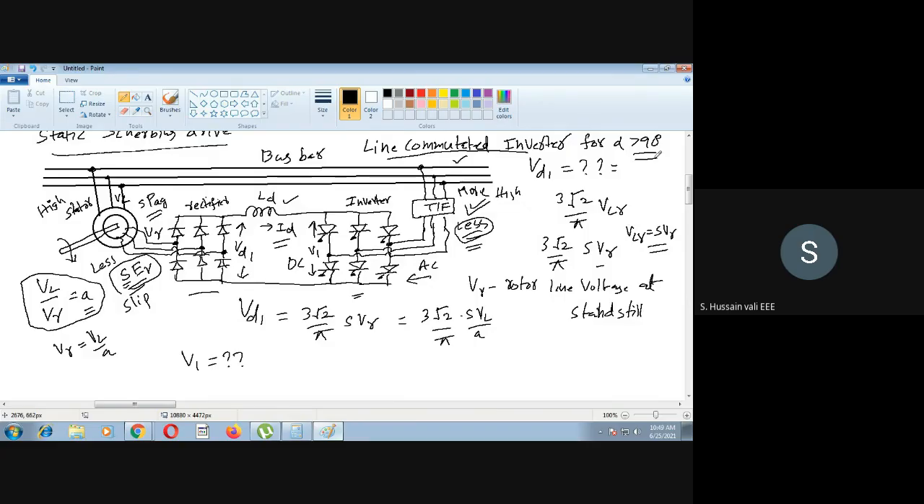So this entire thing can be used as a full converter for firing angle alpha greater than 90. The inverter here, because you see the bridge, what is this bridge? It's a thyristor bridge. If you see from this side, it looks like a full converter.